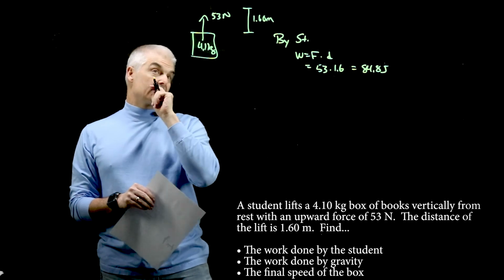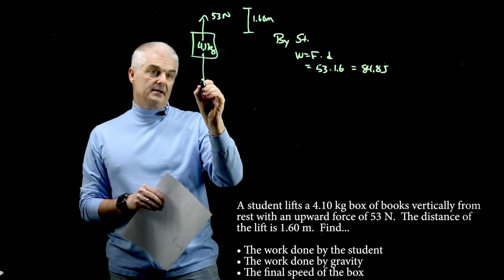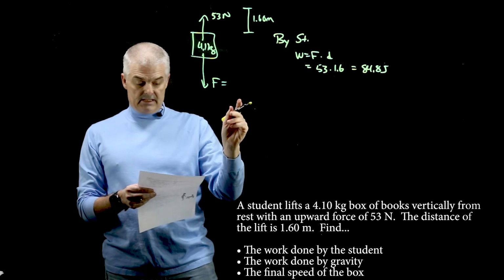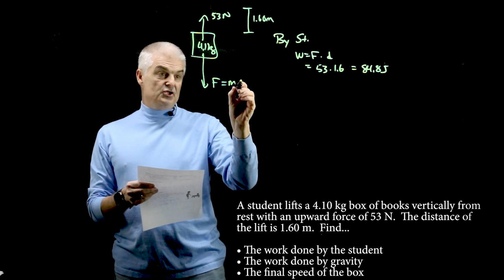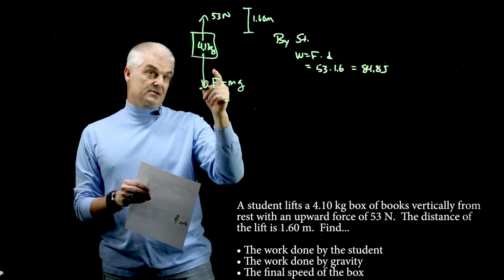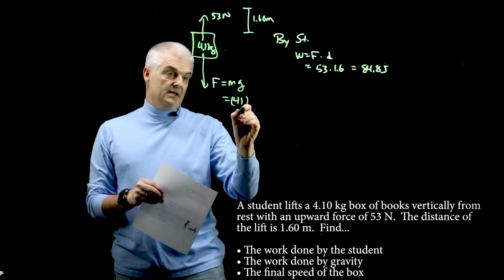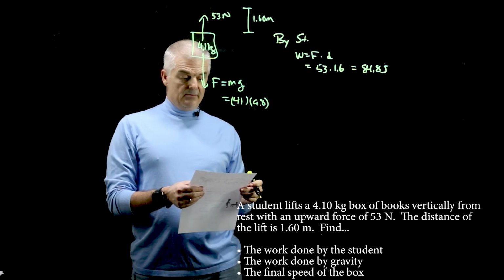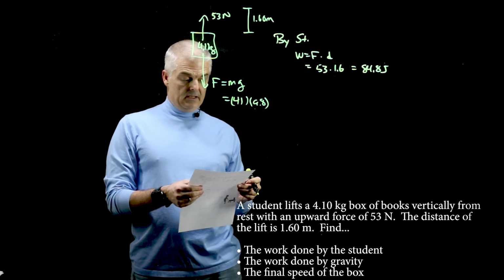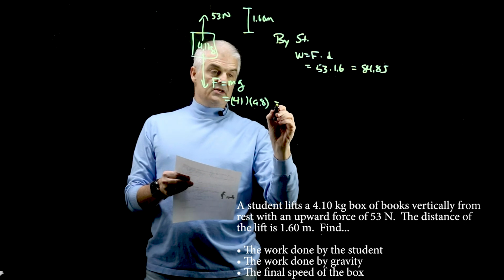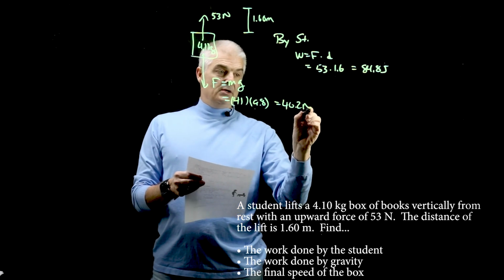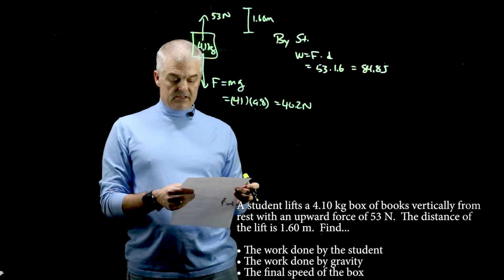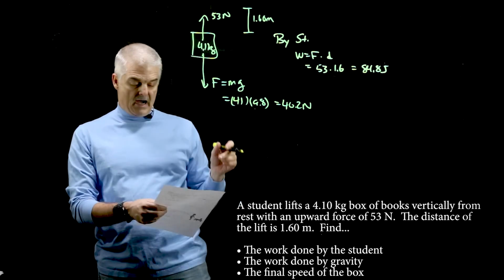What's the work done by gravity? So gravity, that's the force down. This is force equals mg, so we have to find what that is. The mass of this is 4.1 times 9.8, and that's going to be 40.2 newtons.